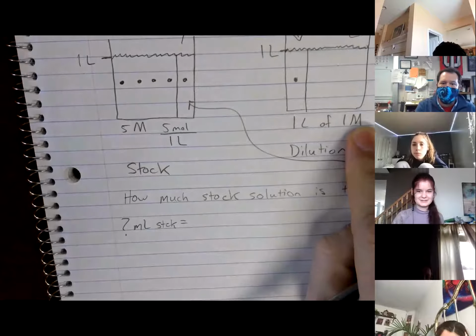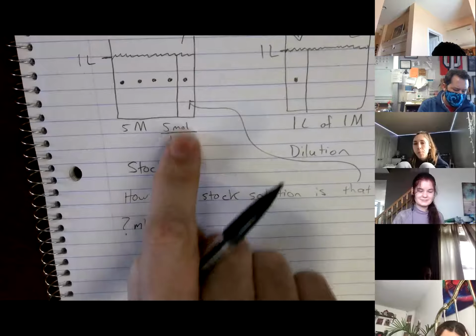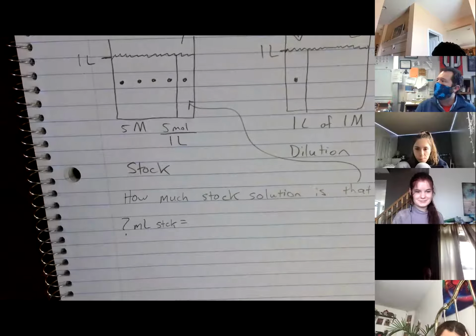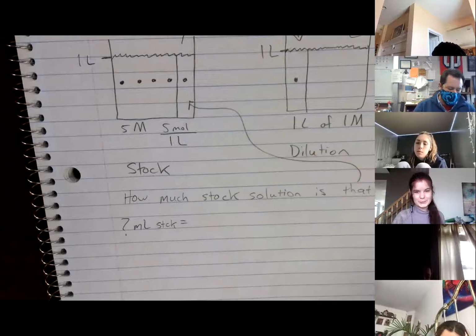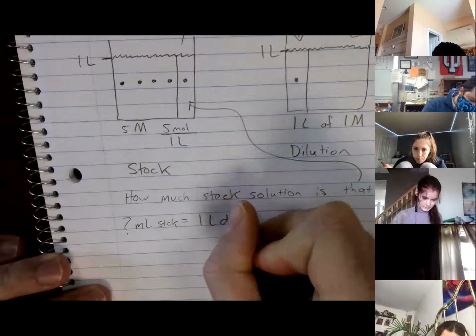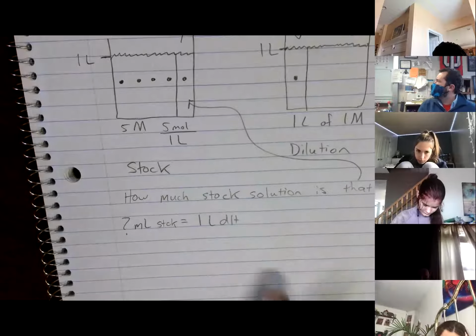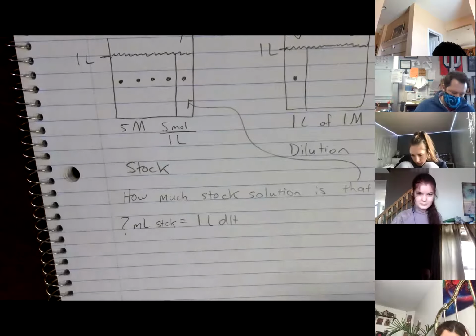Remember, big M is moles per liter. That's a double unit. Moles per liter. There it is. Start with the number that has just 1 unit. So we're looking for 1 liter, and I'm going to put DLT here. That's my dilution, right? This one here is my dilution. So DLT for dilution, 1 liter of dilution.